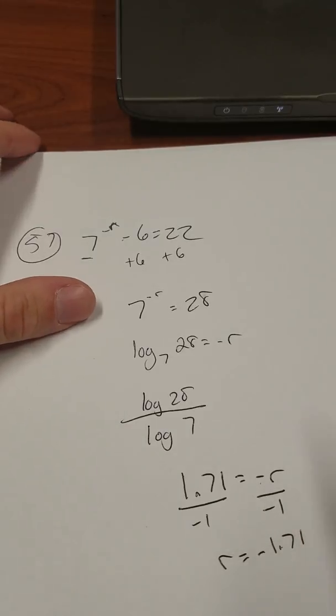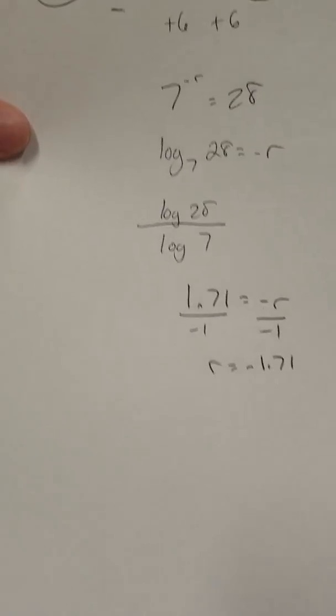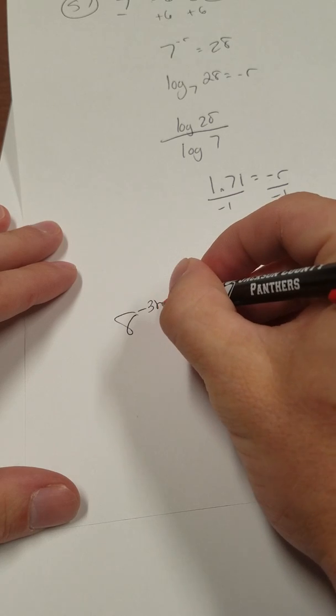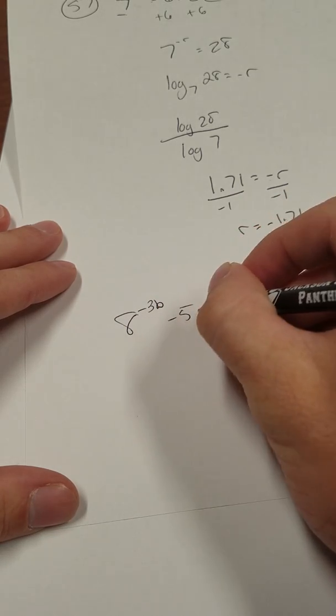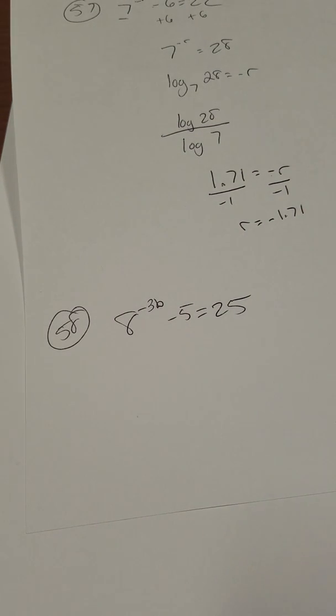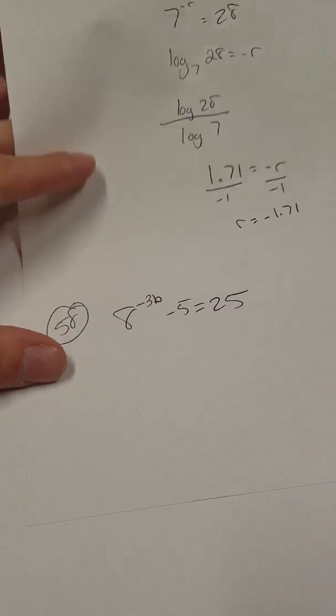Number 58 is going to follow the same exact pattern. We have 8 to the negative 3b minus 5 equals 25. This is a great time to practice this problem. I've already shown you how to do 57. 58 follows the same exact stuff. So if you haven't done 58 on your own, go ahead and do it.